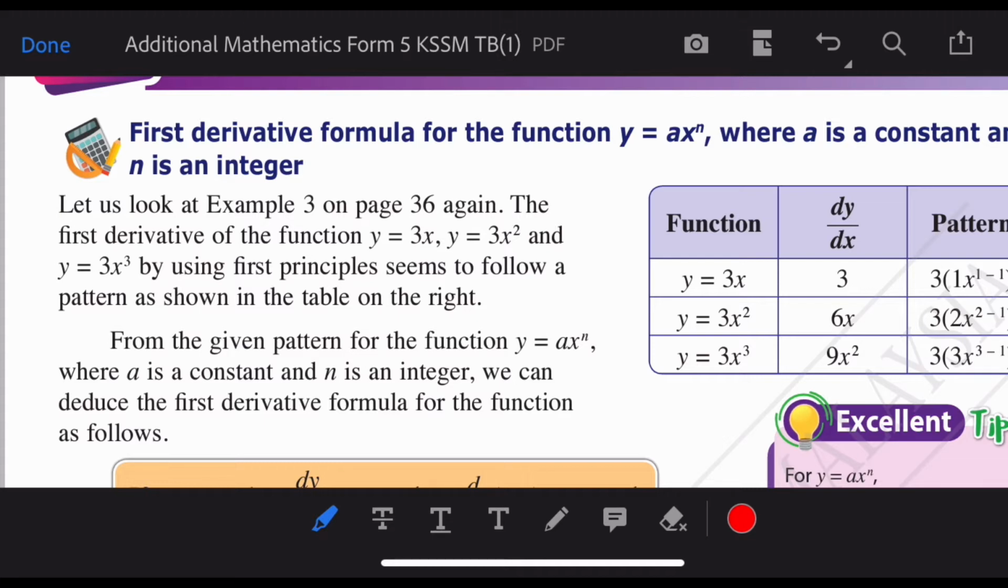Differentiation, which many of you are quite scared of this topic, right? It's a bit challenging, huh? Actually not really. This topic is quite easy. It's just that you need to keep on practicing. So, the derivative formula. We start with the derivative formula.